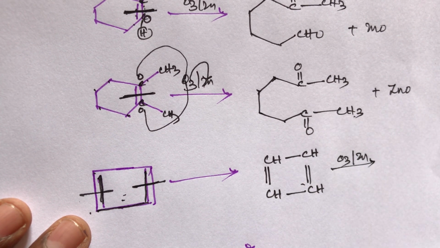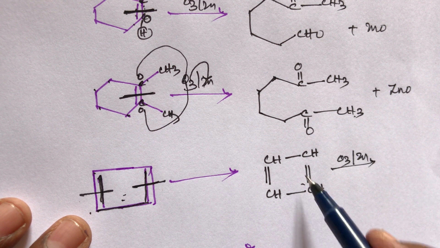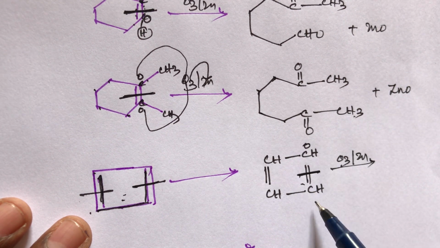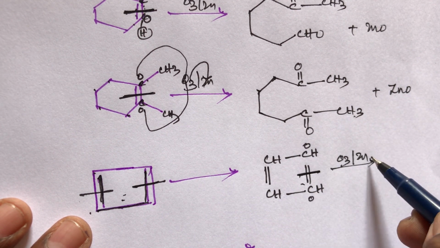Zinc. So what happens, students, that a double bond is there. Ozonolysis is always on the double bond side only. Cut this bond. Cut this bond. Here 3 oxygens are there. Put one oxygen here. Put one oxygen here. One oxygen, put the zinc.